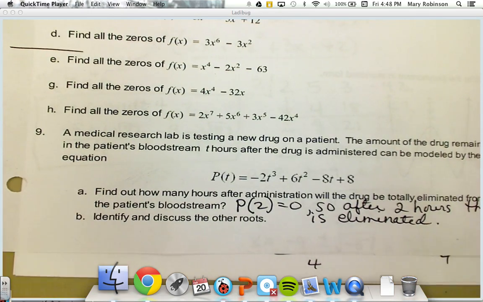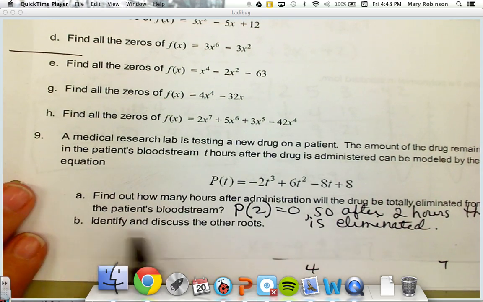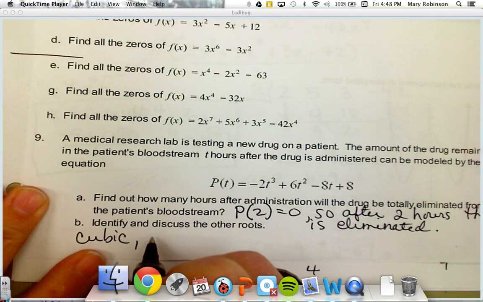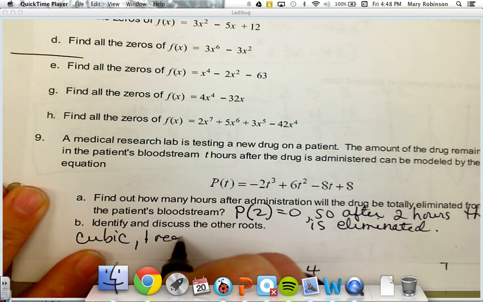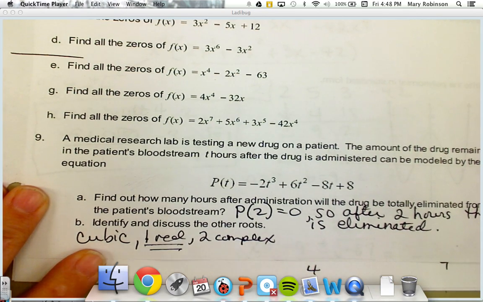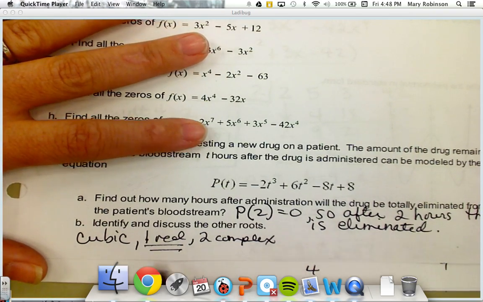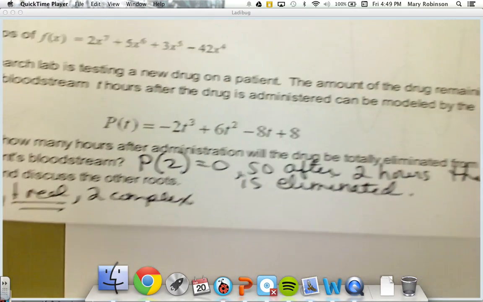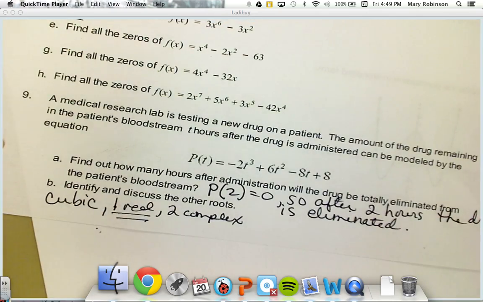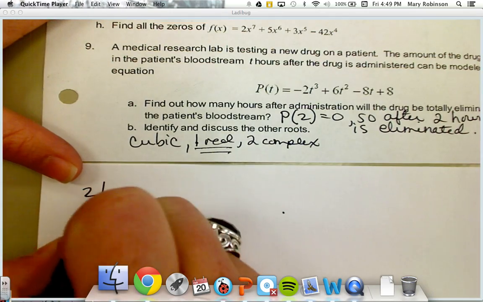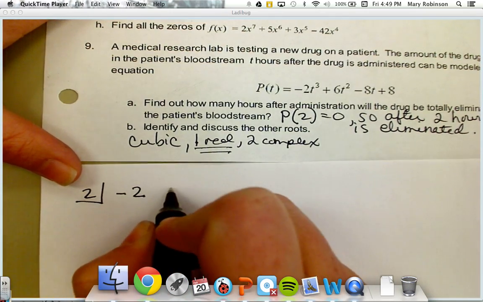Then it says identify and discuss the other roots. So what we really want you to get out of this is understanding that because this function is cubic, we can tell from the graph that we have 1 real and 2 complex roots. So the only one that's relevant is the real one. If it says identify and discuss the other 2 roots, you do need to identify them, but what's going to happen is they're not relevant. So I'm going to go through now the process of being able to identify those roots. Because we know our solution here is 2, we're going to use 2 and then use synthetic division.